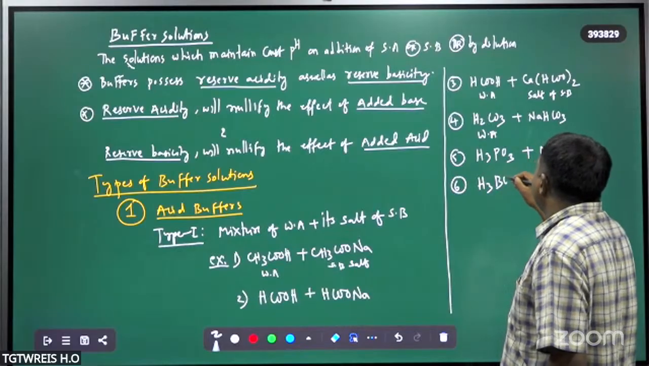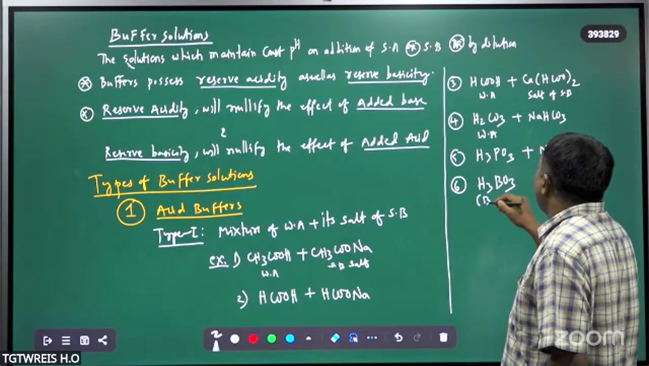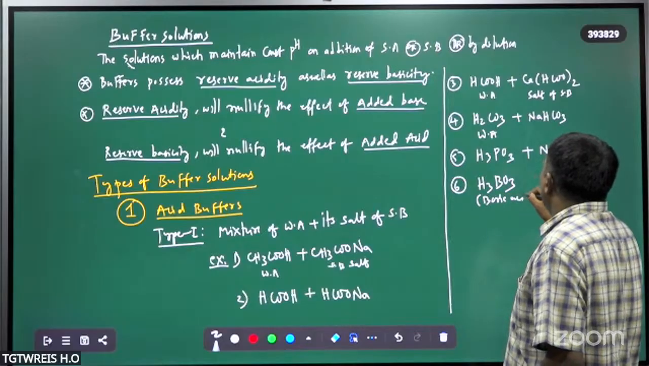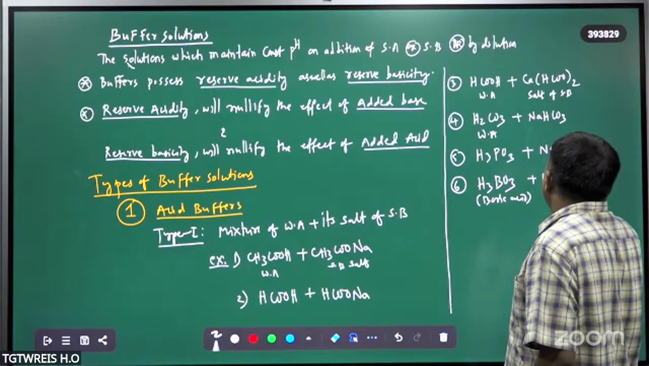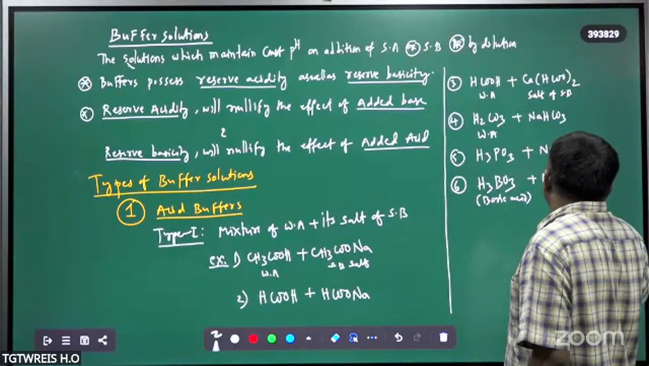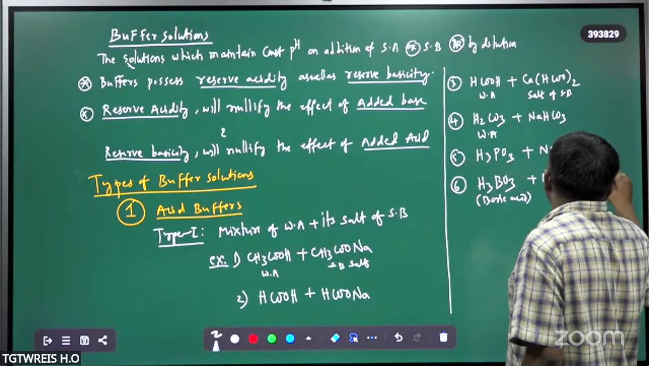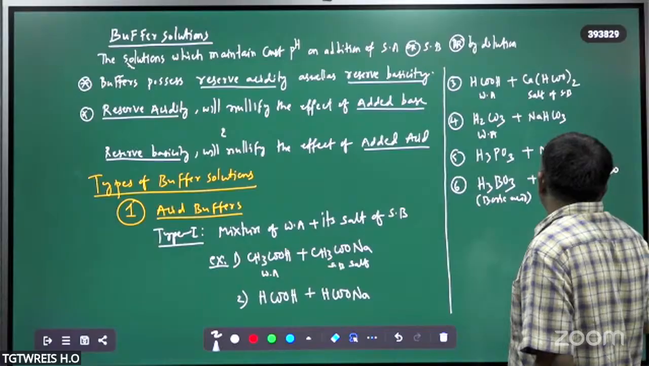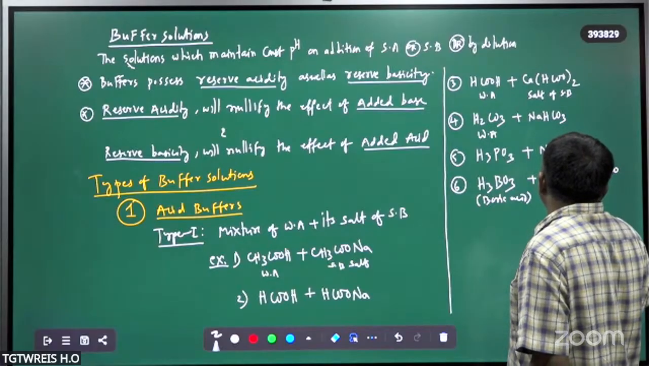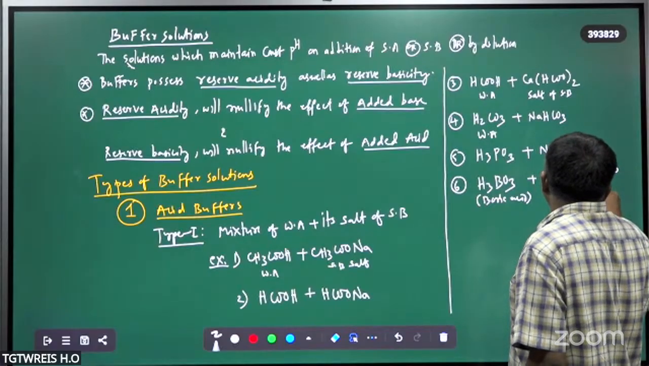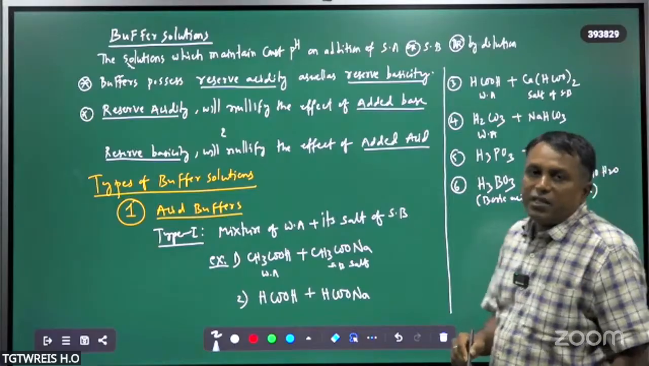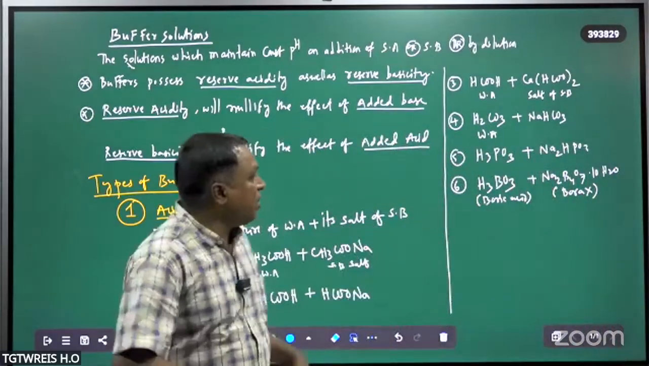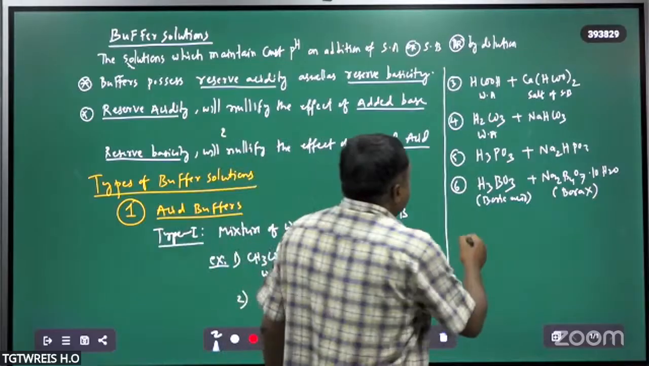And the next is H3BO3, boric acid, and Na2B4O7 10H2O, this is borax. So a mixture of boric acid and borax will act as an acid buffer.